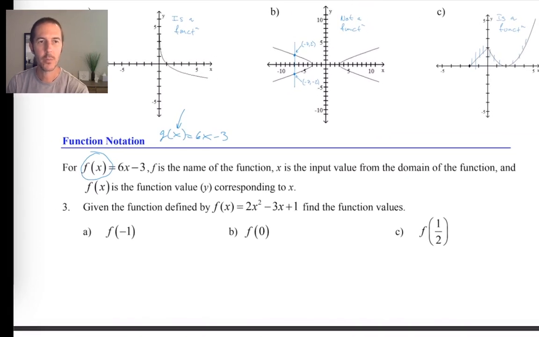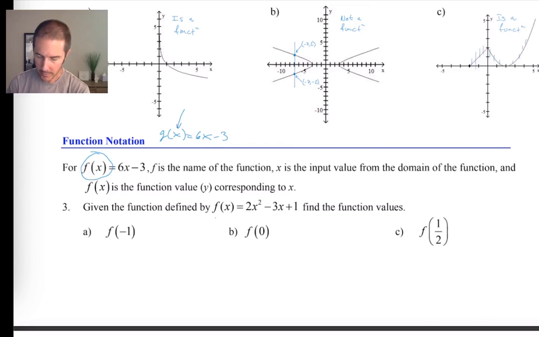The values that we're going to plug into our function will be coming from the domain. So input values are domain values. And then the result of doing the arithmetic, like multiplying by 6 and then subtracting 3, will give us an output value, and the output value will be what we usually think of as a y coordinate, and that's also going to be a member of the range. So our input values are x values, and our output values, the results, are range values.